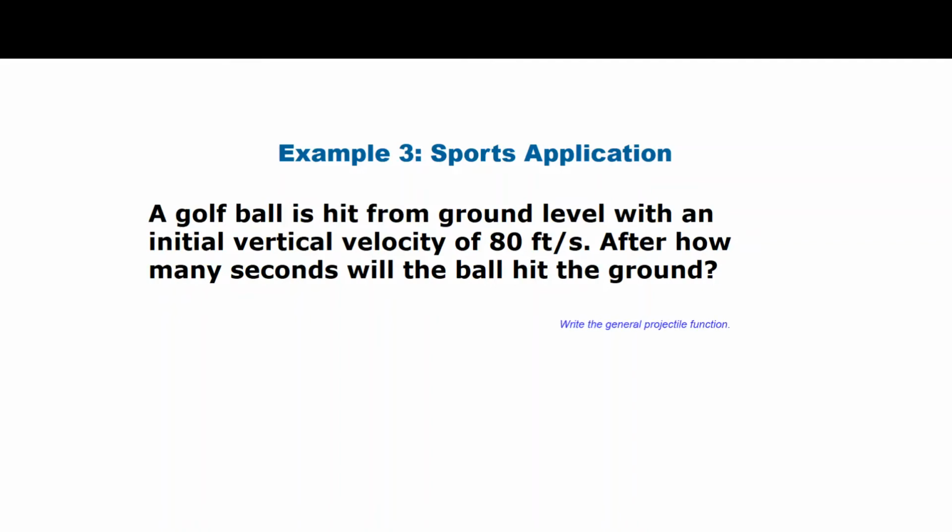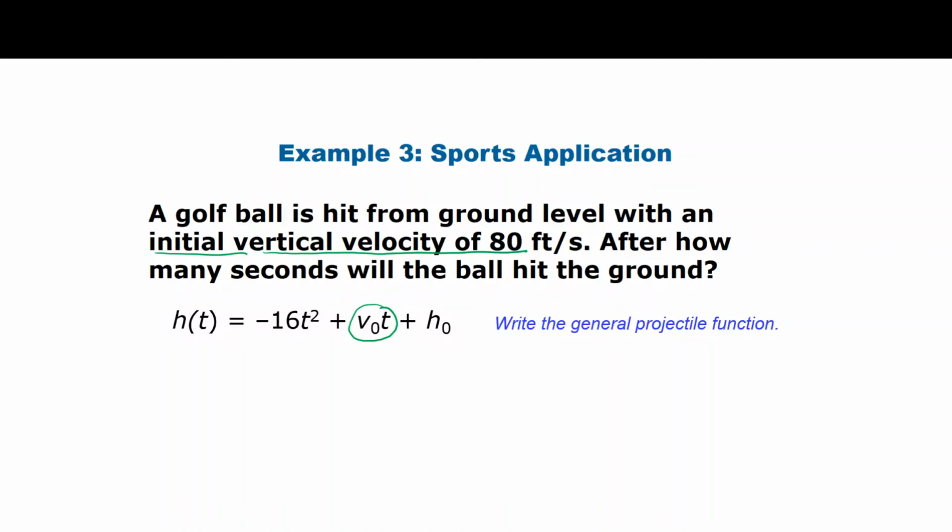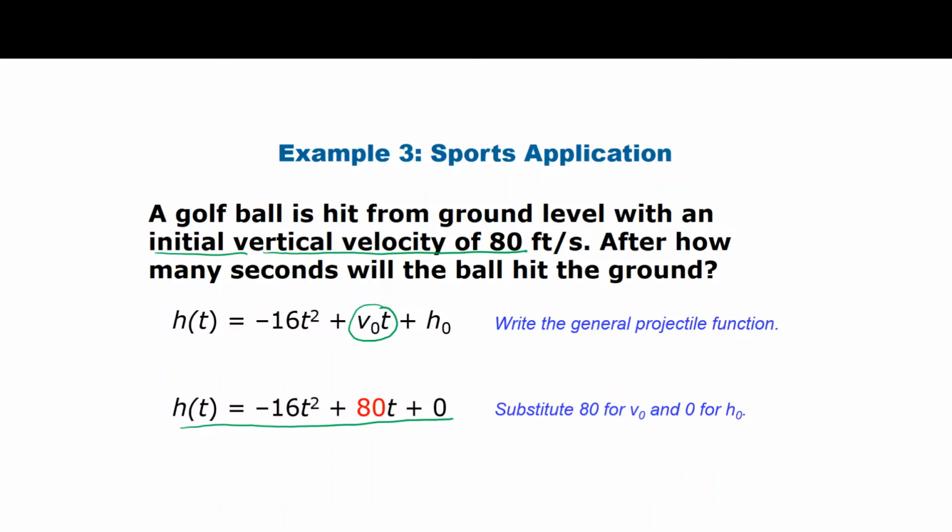So let's remember our new equation, write the general projectile function. And here it is. And notice it says we have an initial vertical velocity of 80 feet per second. So remember, that's our v section. So let's go ahead and substitute 80 for our v here. So now we have our general projectile function, and we can just keep working with it. I'm going to go ahead and turn the page here.